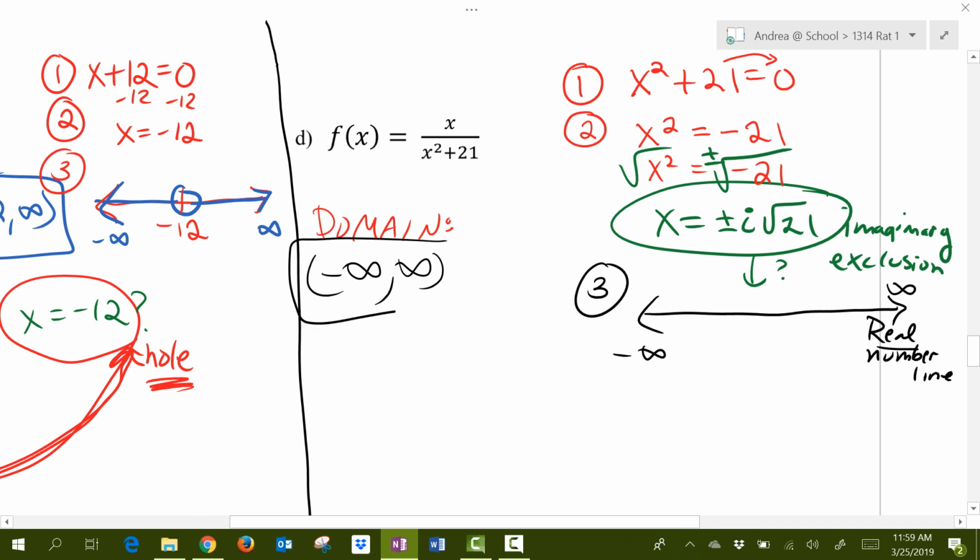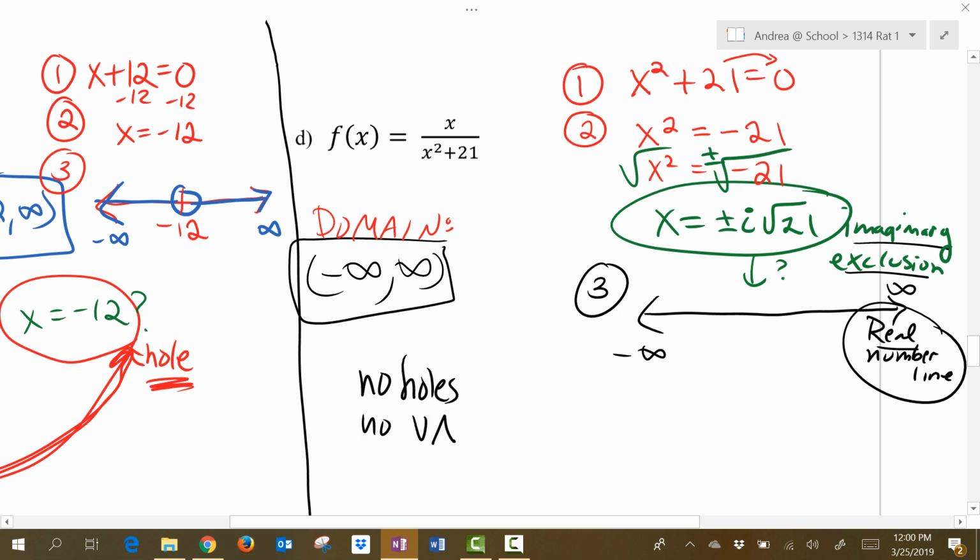So what we're saying here is there are no real number problems. So there are no x values that are real that will cause a problem for the function. If you have imaginary problems for x, then you have no real number problems. In that case, your domain will be all real numbers, so the entire real number line from negative infinity to positive infinity. If there are no x value exclusions, then there can be no holes and no vertical asymptotes.